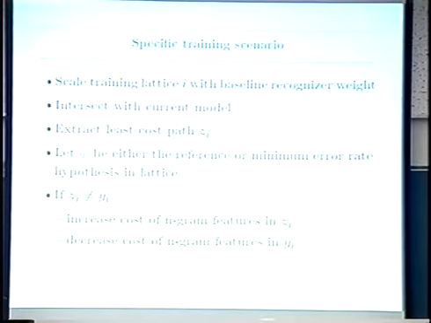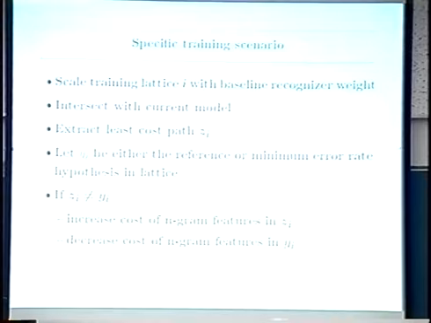And so the specific training scenario is basically once we have this model, what we're going to do is we'll scale the training lattice with the baseline recognizer weight. So you can think of this as having a zeroth feature, phi 0, which is equal to the baseline recognizer weight. And the scaling factor for it is the alpha 0. So we just basically multiply all the weights with that scaling factor. And we intersect with the current model, which basically updates the new alphas. We give the contribution from the new alphas. And we have the usual FSM best path, choosing the best path from the lattice.